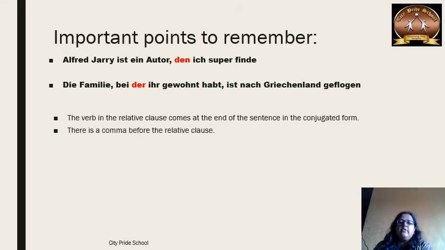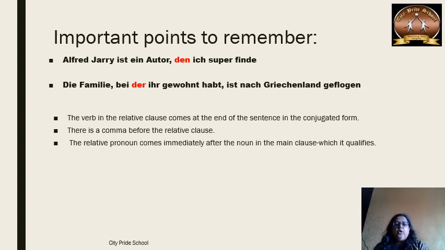There is always a comma before the relative clause. Wherever you put the relative clause, whether here in the second part or in between, before that relative clause there should be a comma, and if you are putting it in between, then there should be two commas at the beginning and at the end. Clear? Then the third point.